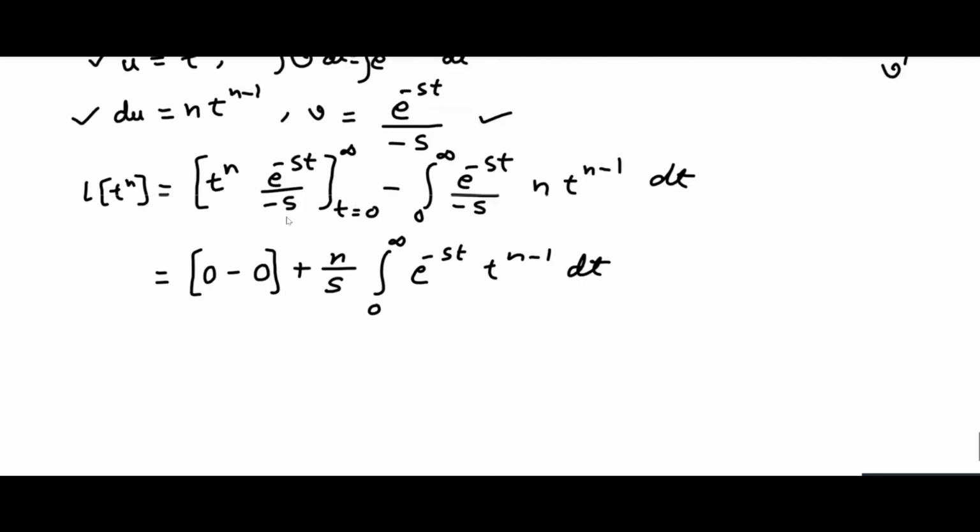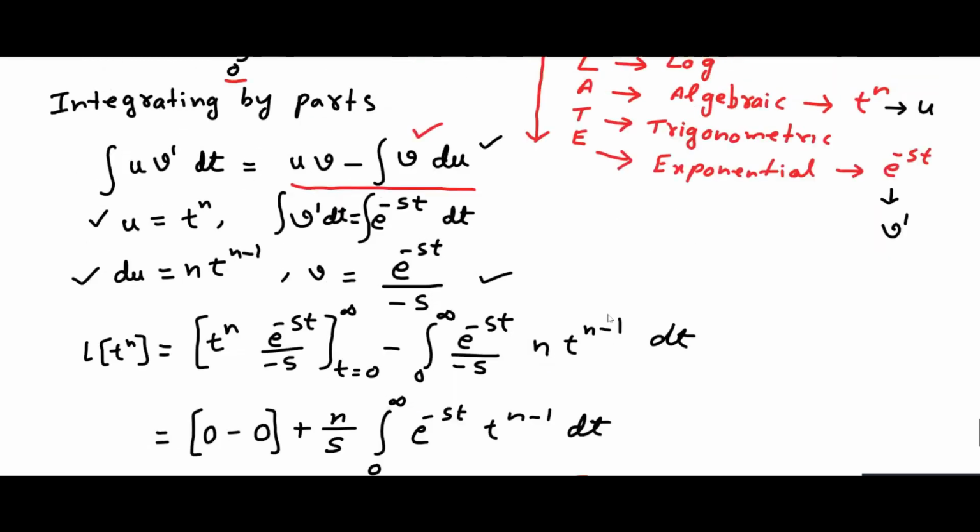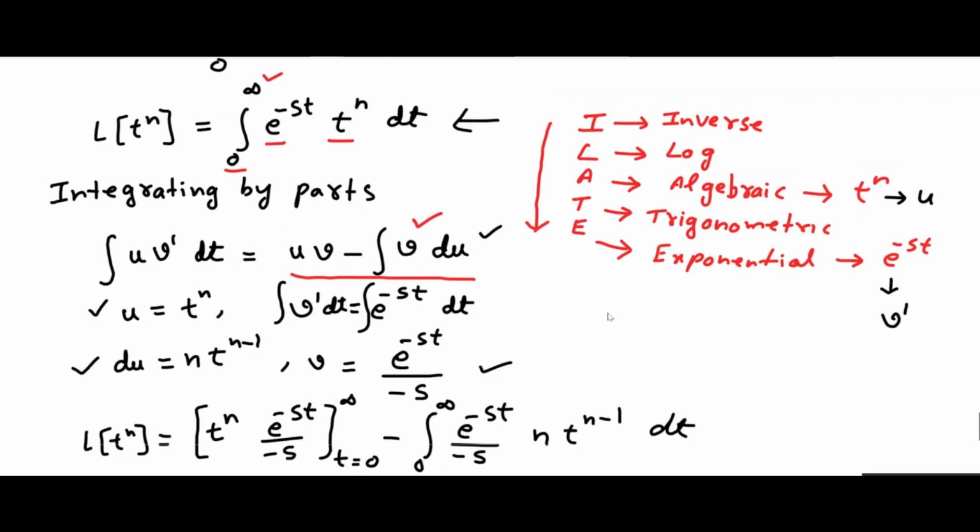Further, if you try to rewrite this expression, 0 you can ignore, so you will be left with n by s. So this integral, if you try to compare it, is the integral from 0 to infinity of e power of minus st t power of n minus 1 dt. This integral, if you compare with the earlier one, there you have t power of n.